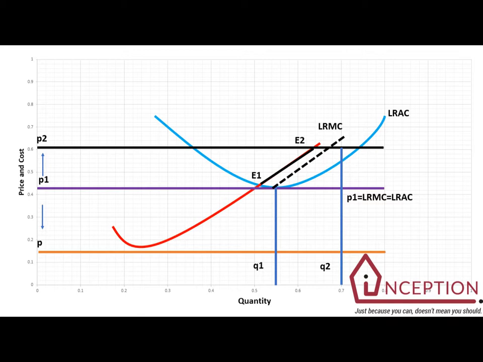If the price rises to P2, then the long run marginal cost and the price line intersect at the point E2. At this point, the quantity produced increases to Q2. That is, the supply increases. Remember, you're just following the law of supply here. To reiterate that, the law of supply says the more the quantity you try to sell, the more the price at which you charge.